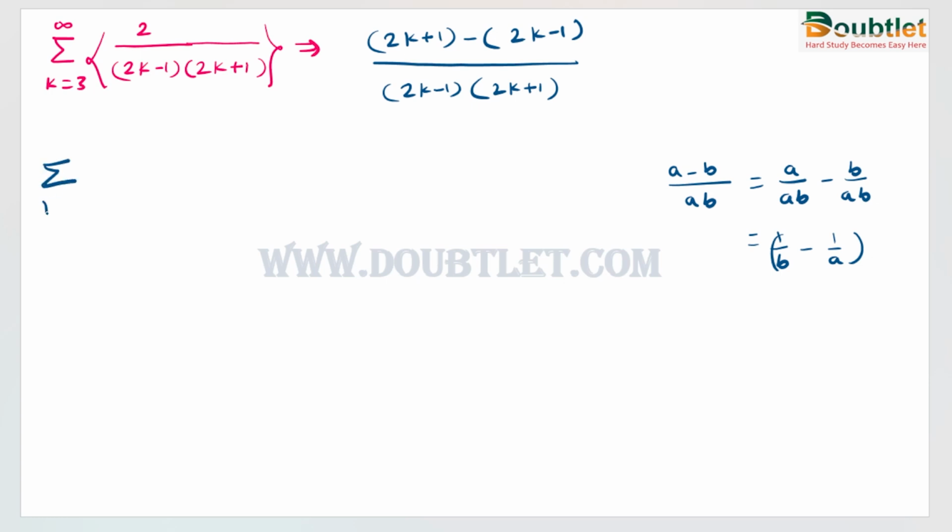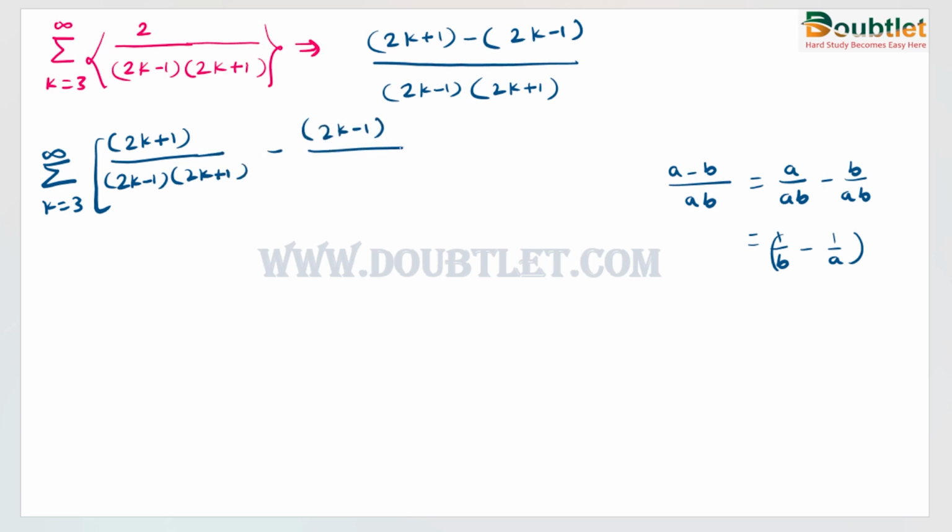So if we break this for k equal to 3 to infinity, we can write this as 2k plus 1 divided by 2k minus 1 multiplied by 2k plus 1 minus 2k minus 1 divided by 2k minus 1 multiplied by 2k plus 1. Correct? So 2k minus 1 will be cancelled and 2k plus 1 will be cancelled.